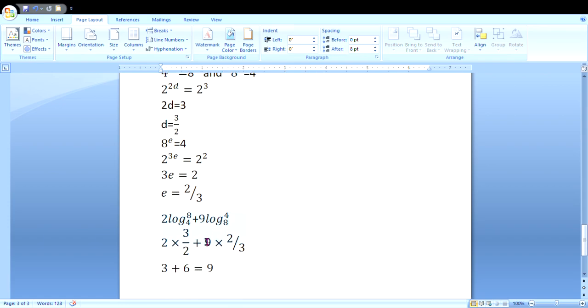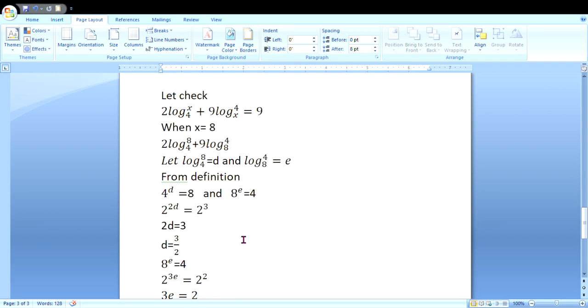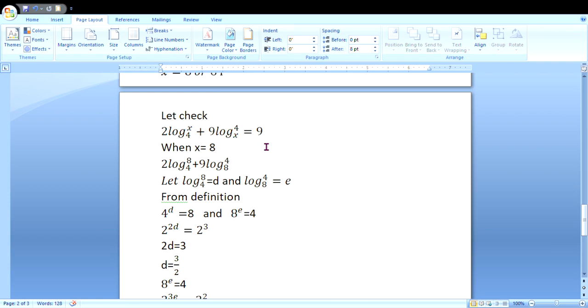Now, if this e and d are substituted in this expression, this becomes 2 times 3 over 2, because log 8 to base 4 is 3 over 2, plus 9 times 2 over 3, because log 4 to base 8 is 2 over 3, and you see that 3 plus 6 is equal to 9, which satisfies this equation. Okay, so similarly, if you try 64, when x is 64, you see that the result is the same.